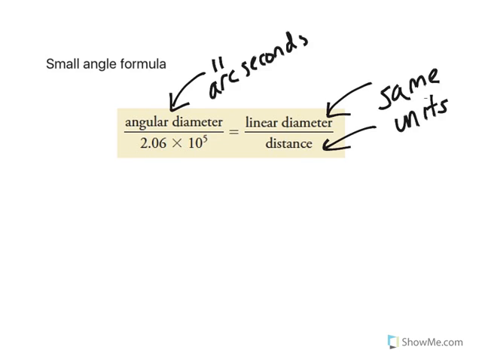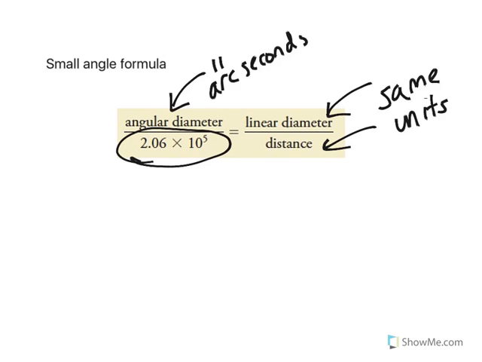So if you're going to express the size of the object in miles, then the distance must be expressed in miles. If you're going to express the diameter in feet, then the distance must be in feet. So long as the units are the same, it's okay. Now this number, 2.06 times 10 to the 5th, is the conversion of the angle from arc seconds into radians. So long as you give the angular diameter in units of arc seconds, you'll convert nicely.